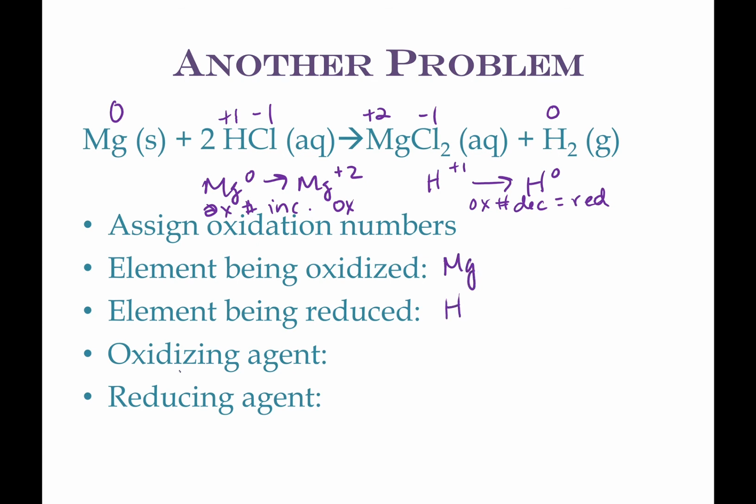Oxidizing agent contains the element reduced, and the reducing agent contains the element oxidized. I know, isn't this a joy? All right, so we're looking for the one that contains hydrogen here, so that would be HCl. And the reducing agent would contain magnesium, which is just magnesium in this case.